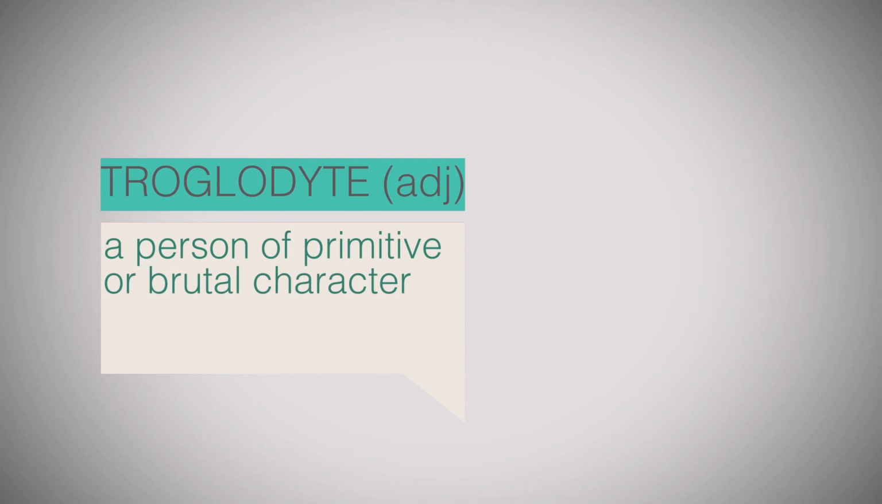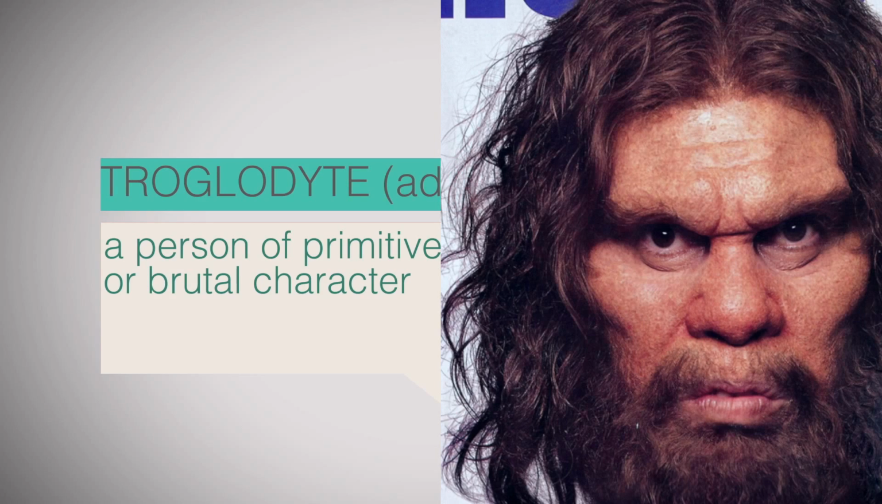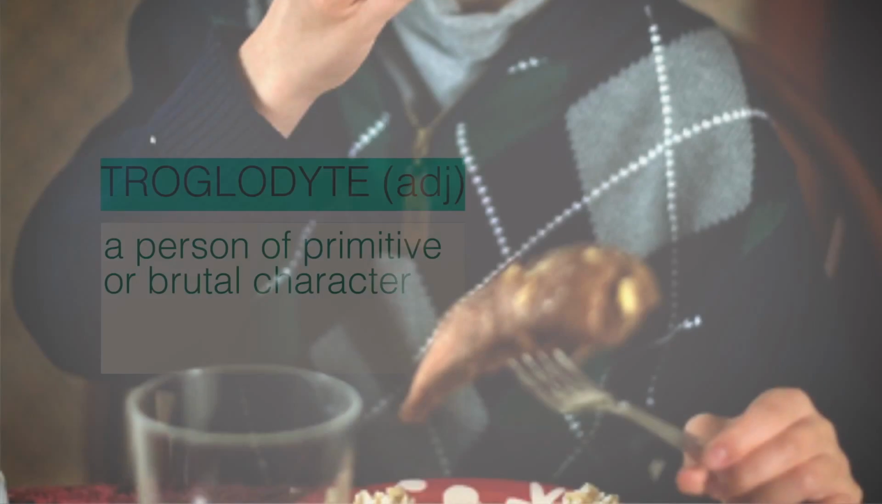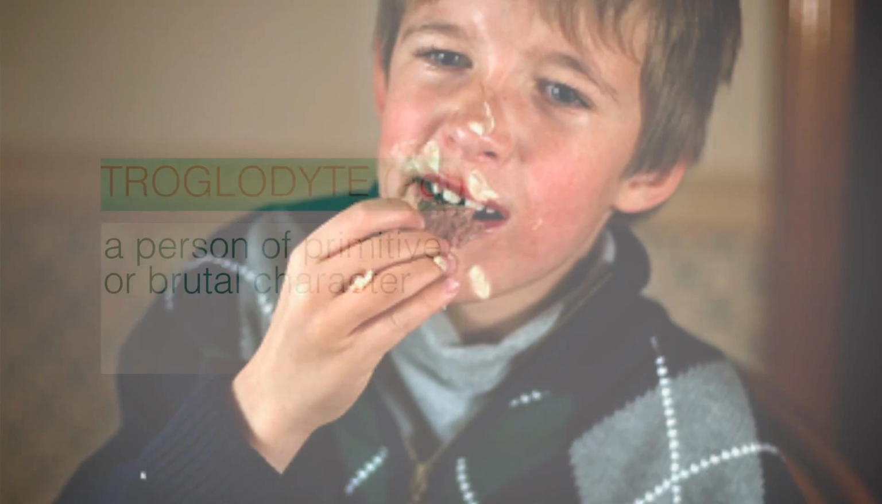Troglodyte. Troglodyte is an adjective referring and describing a person of primitive or brutal character. For example, the young man behaved like a troglodyte at the dinner table.